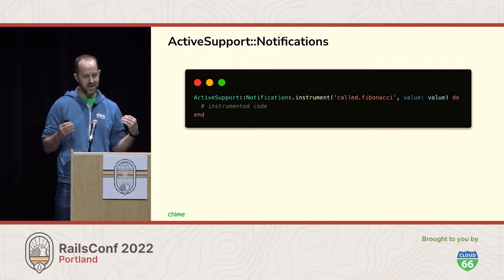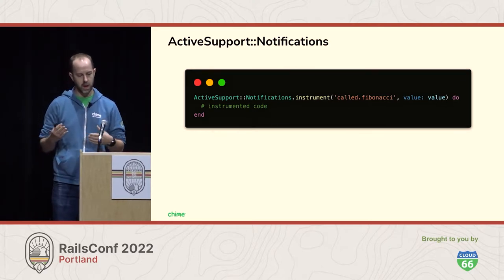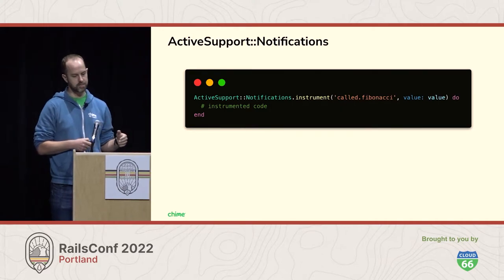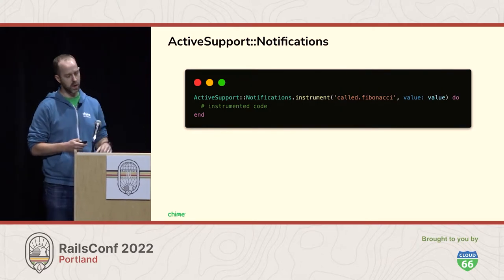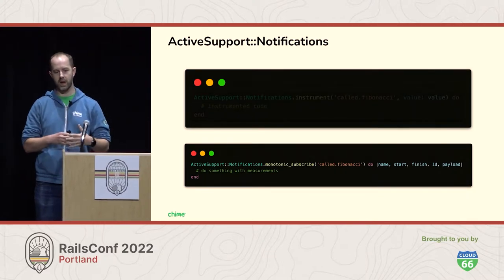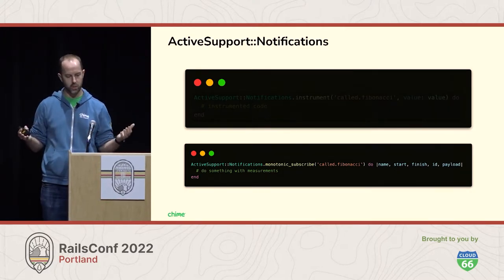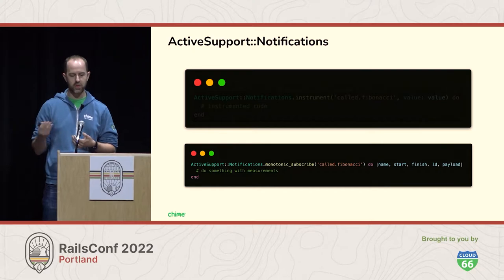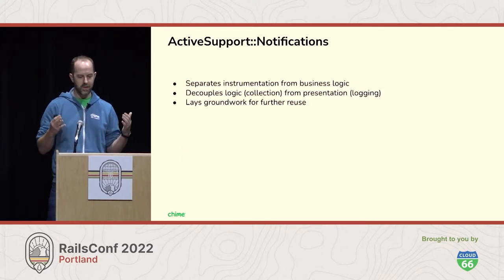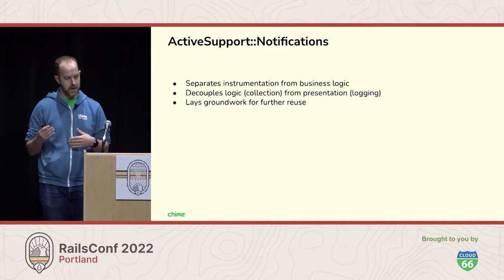Active Support Notifications takes a publish-subscribe, PubSub, approach to instrumenting code, meaning that there are two pieces involved. One is to measure the code in question, and you see here wrapping any code that you want to instrument. And the other, something like this, will take the measurement and be able to log it or do whatever you please with it, be it to send it to a metrics tool, anything that your heart desires. So this library is helpful for separating the instrumentation code from our own business logic.